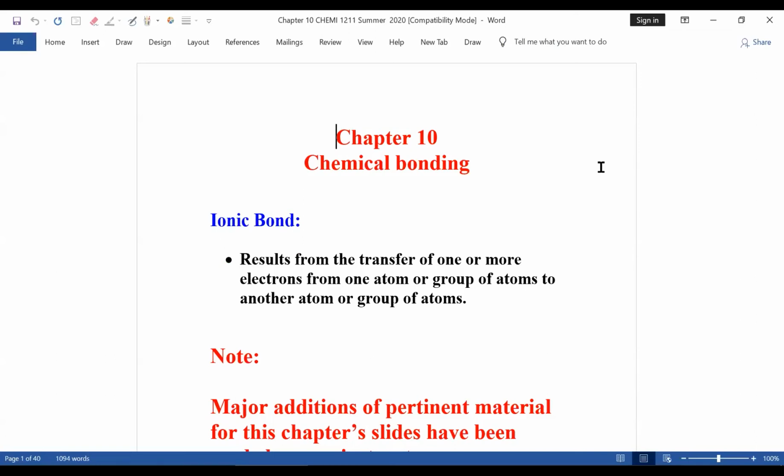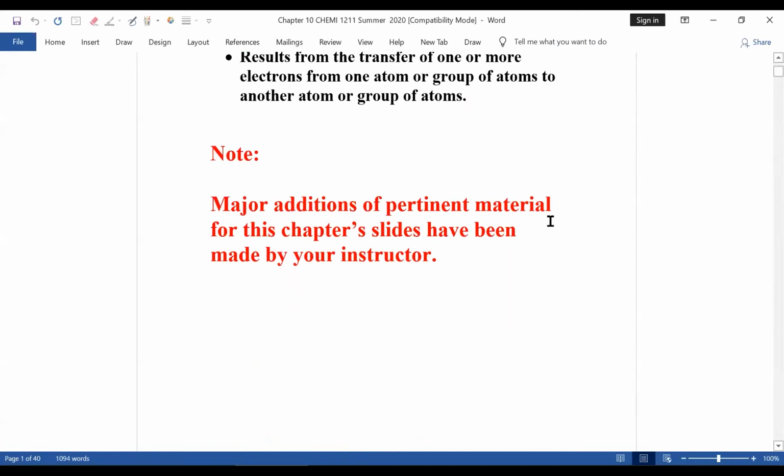And remember, there are 2 types of bonds. One is ionic, which is the transfer of 1 or more electrons from one atom or group of atoms to another atom or group of atoms. I'll be adding some extra stuff that isn't in the book.